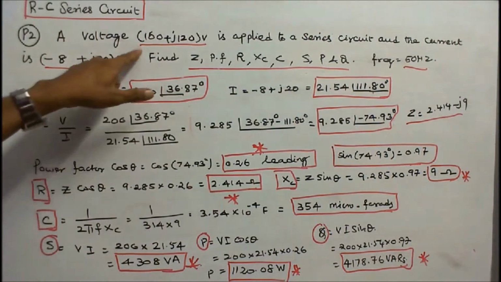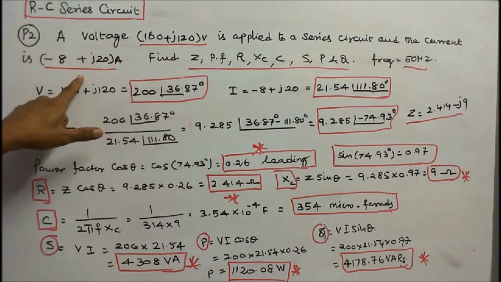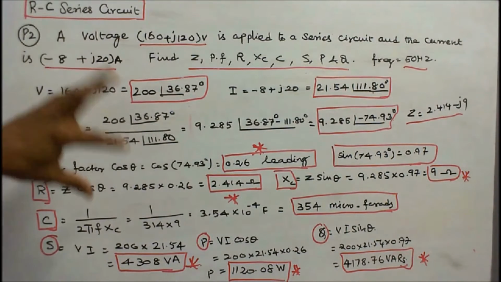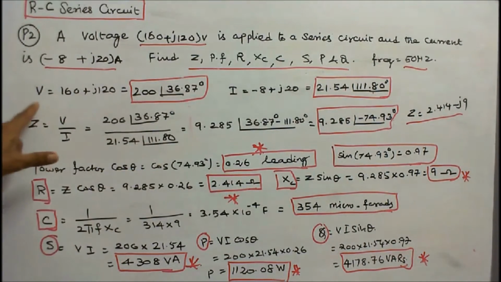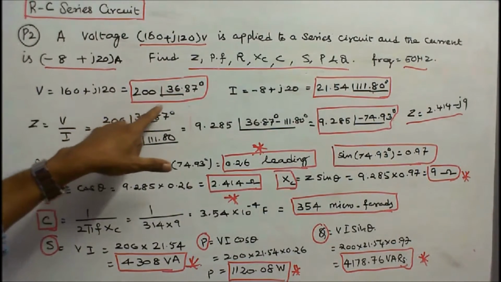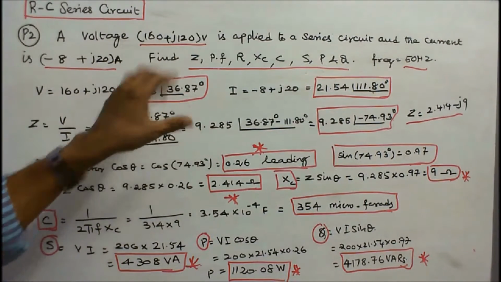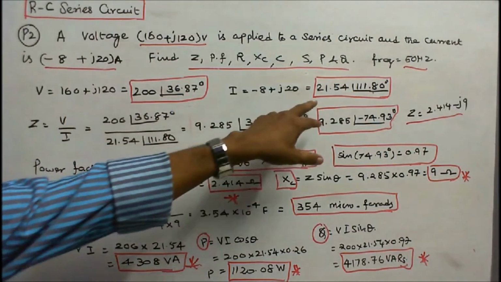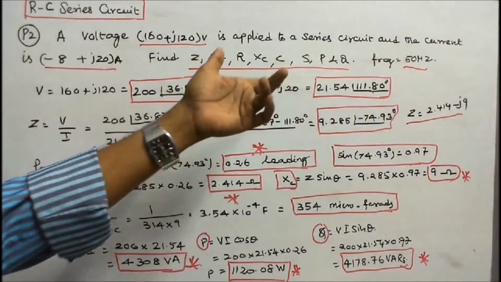Here the voltage and the current are in rectangular form. I can convert into polar form. V is equal to 200 angle 36.87 degrees. I is equal to 21.54 angle 111.80 degrees.